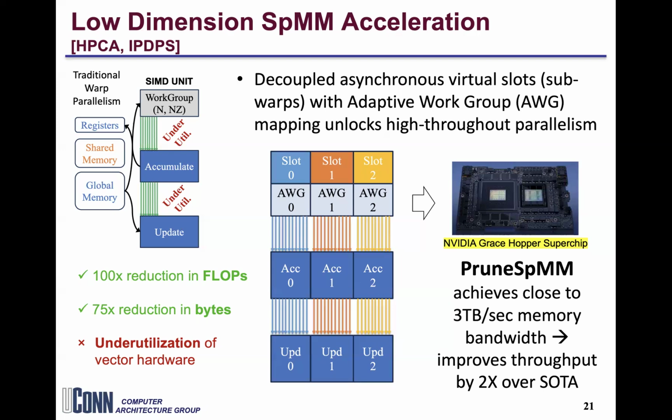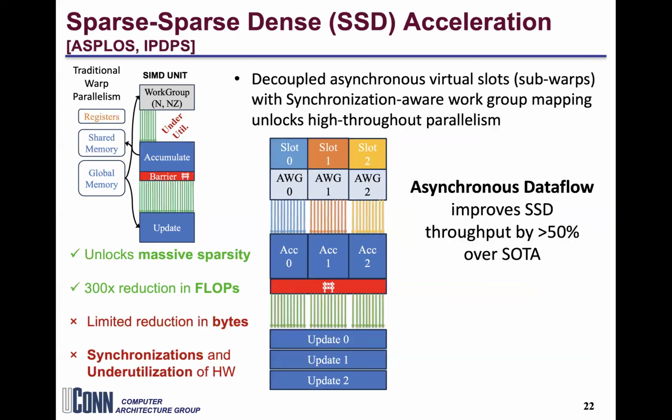So with this Prune SPMM operator that we built, which follows this decoupled paradigm, we were able to unlock up to 3 terabytes per second of memory bandwidth on an H100 machine, which gives you about 4 terabytes per second. That is literally state of the art at this point in terms of how much bandwidth we were able to unlock for these operators. And that improved throughput by over 2x over SOTA in that context.